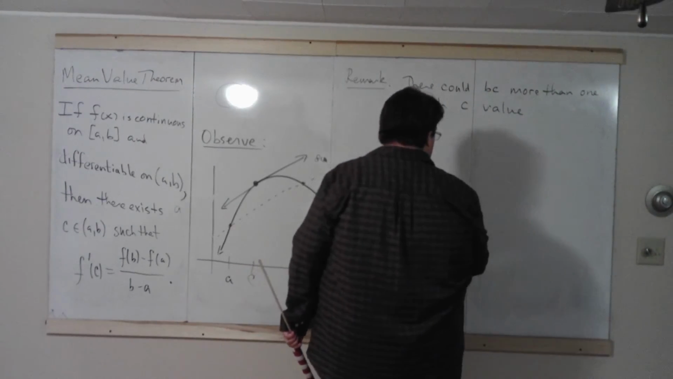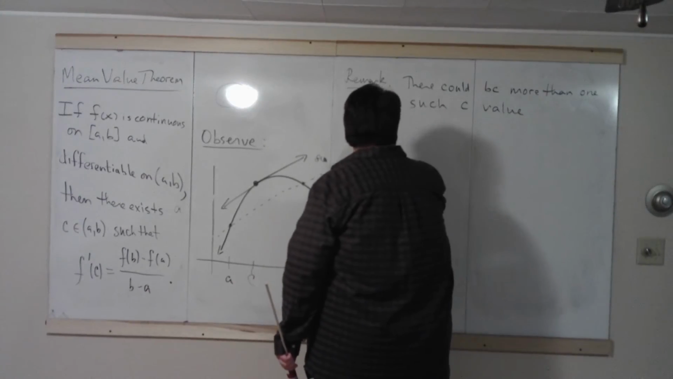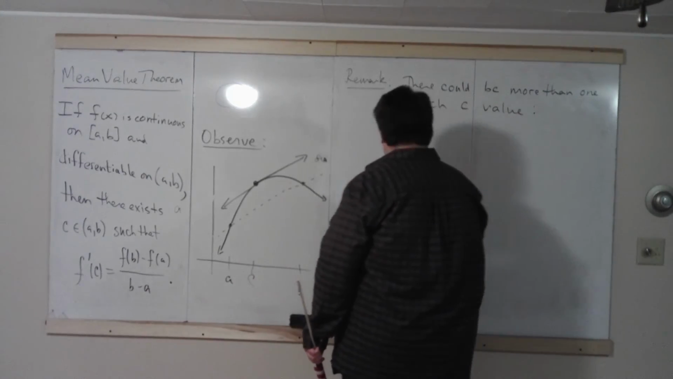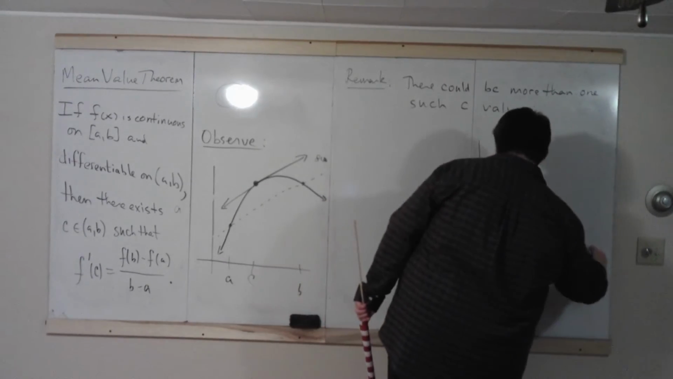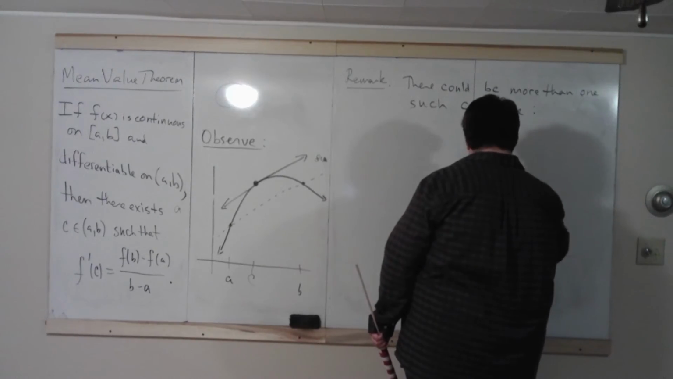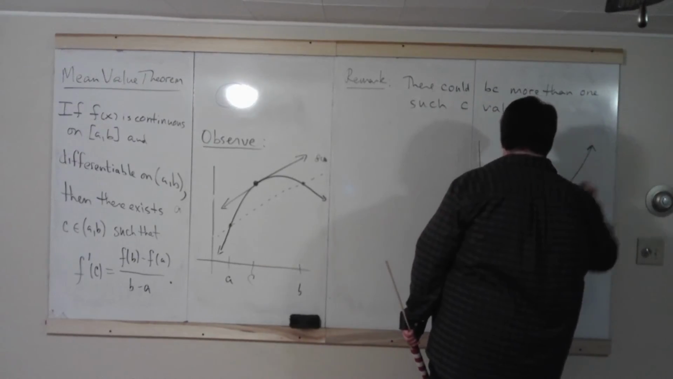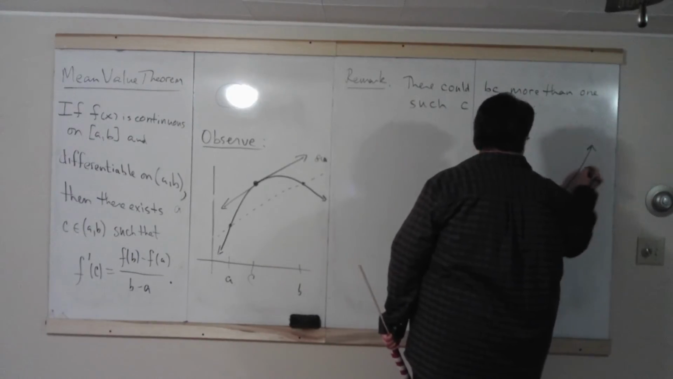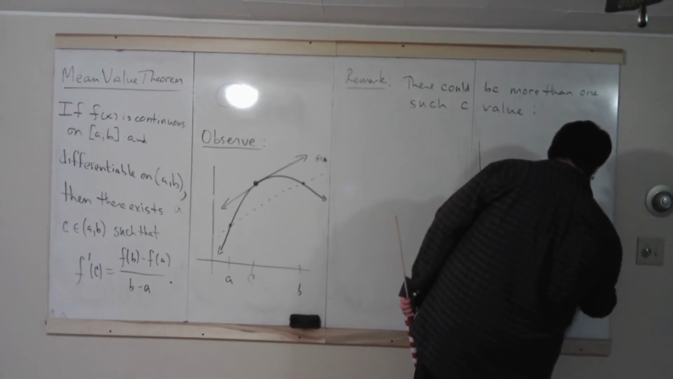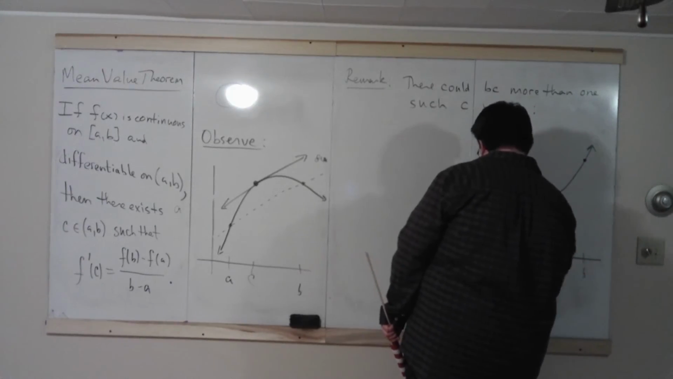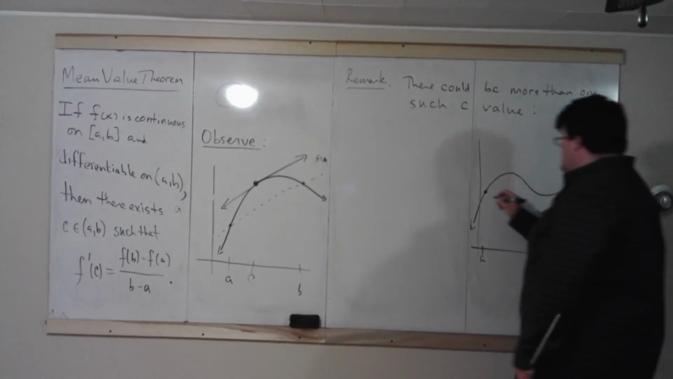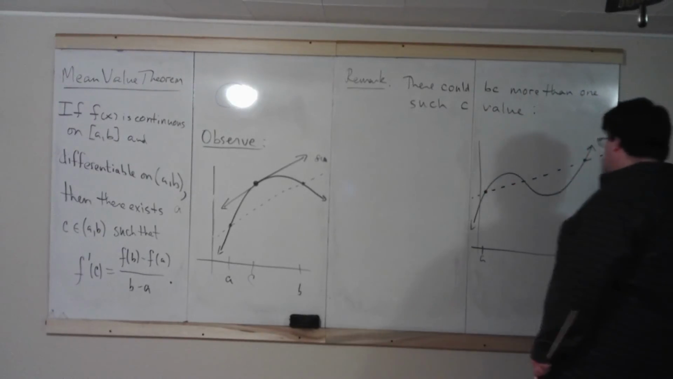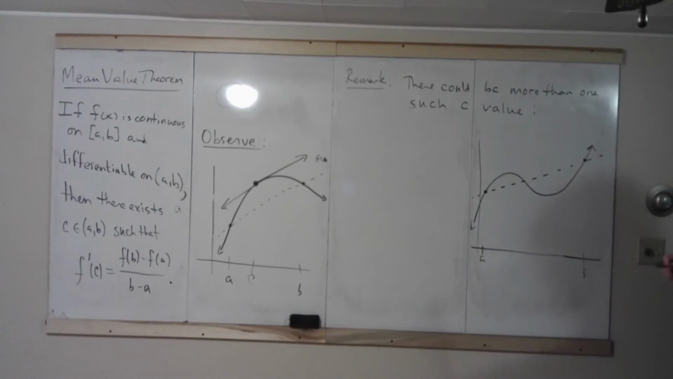Can I fit this on one board? Yeah, I think I will be able to. Observe this graph. Let's put it over here so it's not too close to the other one. So we have here A and B spread out like that. And let's draw the dotted line again. Because we're going to observe there was more than one such C value using our tangent lines.